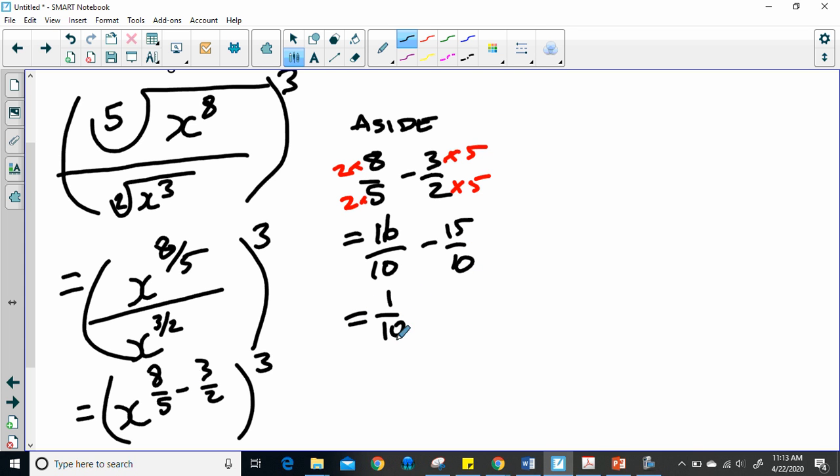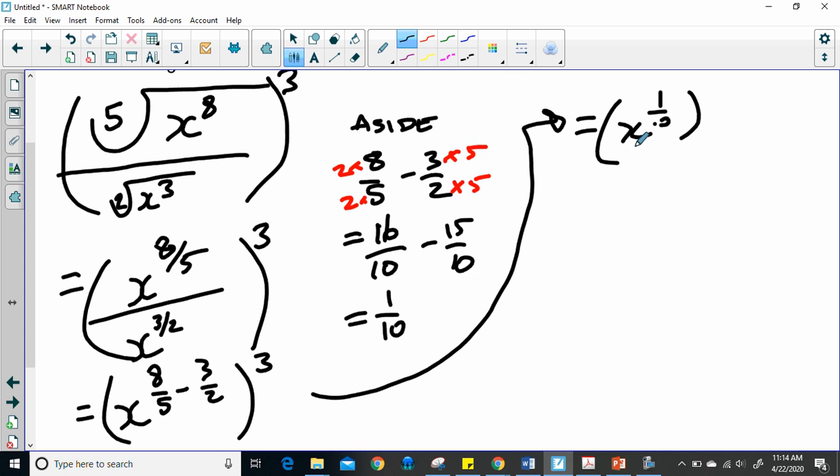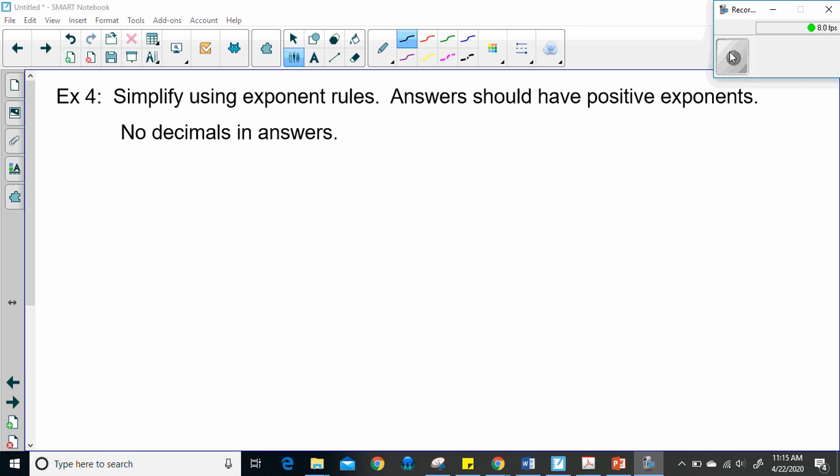So my new exponent in there, now we can keep going, equals x to the 1 over 10, all to the exponent 3. Now I'm going to bring that 3 in. So that means I have 1 over 10 times 3. Final answer, 3 over 10. Good.